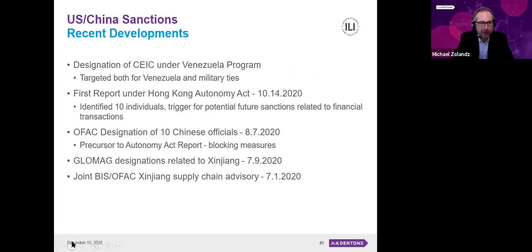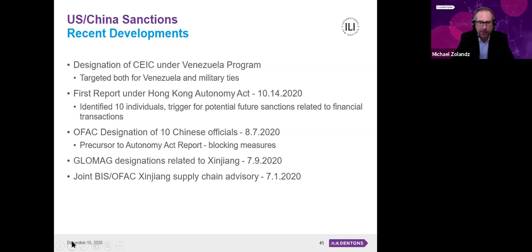So in terms of recent developments, you can see again how it's not precisely a Hong Kong-related sanction, but the US government is designating Chinese firms for their actions elsewhere in the world. So CEIEC is designated under the Venezuela program. That occurred quite recently. They were targeted both under the Venezuela sanctions, which we'll talk about later, but also because of their ties to the Chinese military.